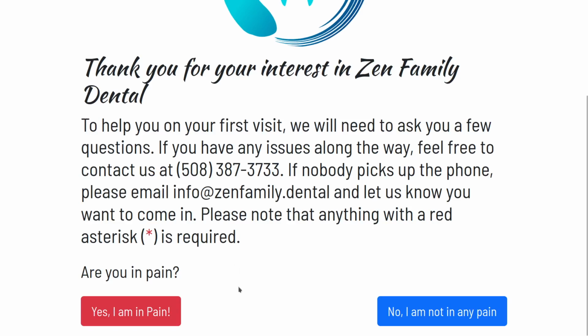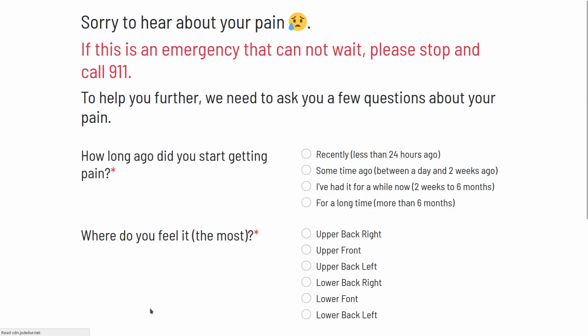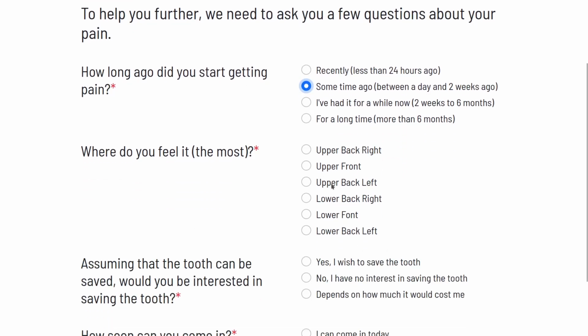So here comes the very important question: are you in pain? Now, if the patient is in pain, then we want to treat them very differently than if they're just looking to get a simple exam and cleaning. So let's first talk about the pain. The website will ask the patient specifically about said pain. How long ago did the pain start? Where is it? Which is actually pretty useful.